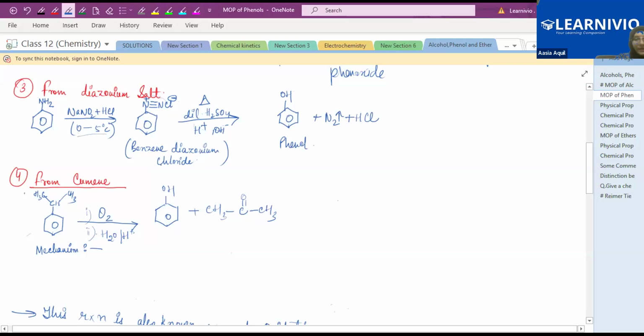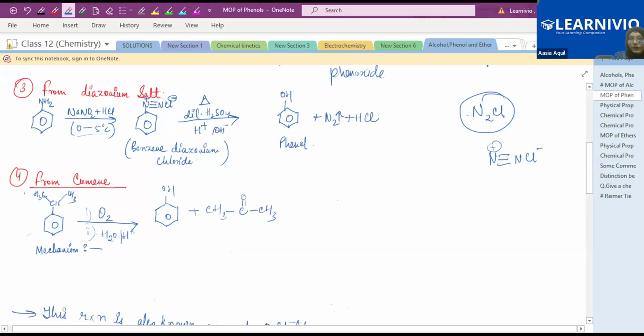benzene diazonium chloride. Benzene diazonium chloride, and this is diazonium chloride. Diazonium chloride, when on benzene, N2Cl is present. N2, two nitrogens, attached by a triple bond, and Cl minus. The nitrogen has a plus charge, and this chlorine will have the negative charge. So this structure is known as benzene diazonium chloride or benzene diazonium salt.